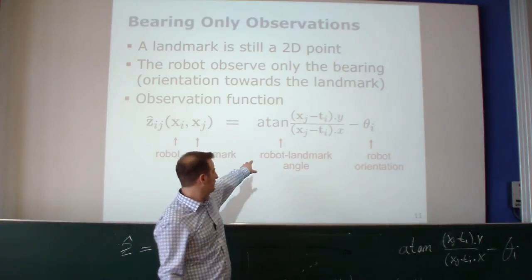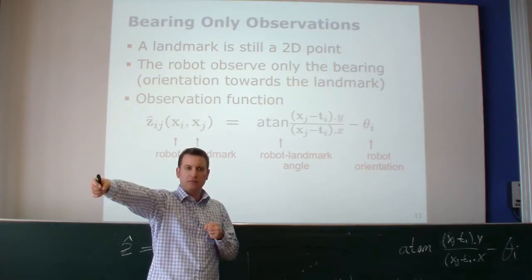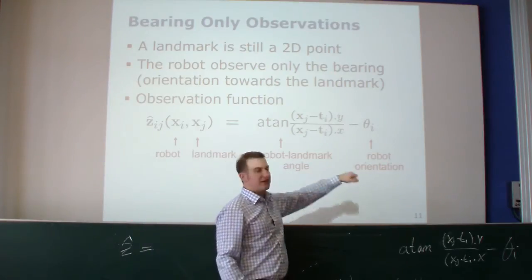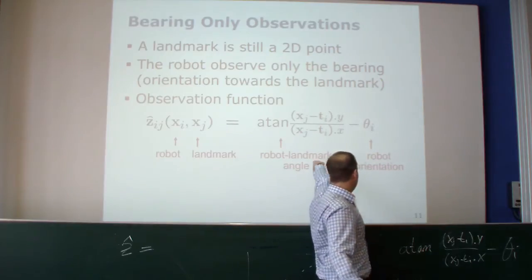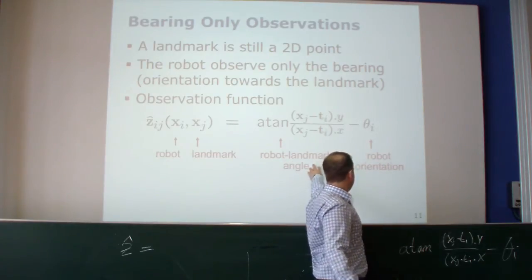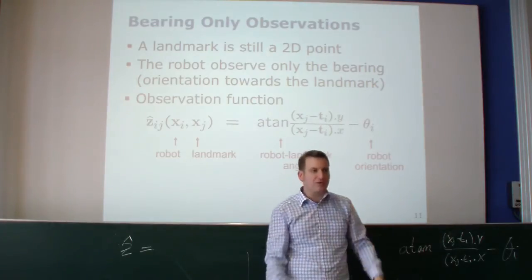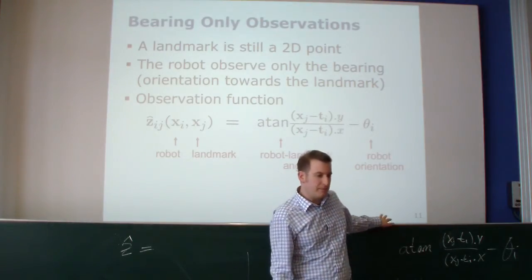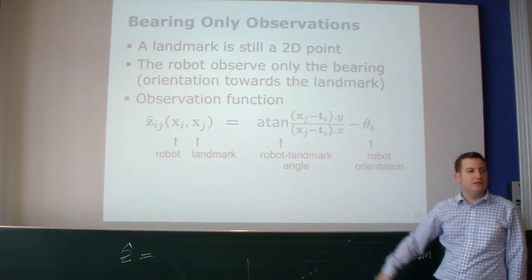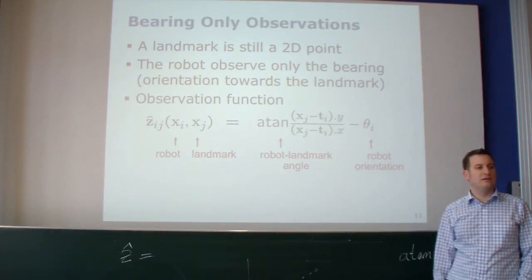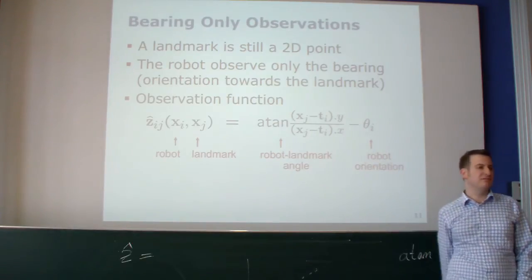The first thing I need to compute is the angle between the pose of the robot and the landmark, and then I need to subtract the orientation of the robot, because I measure the angle to the landmark given the orientation of the robot, because the sensor is mounted on the robot. Okay, so how does the error function look for that? This is my expected observation.